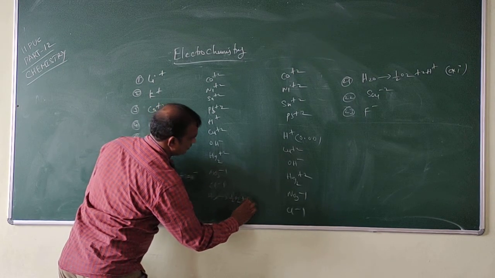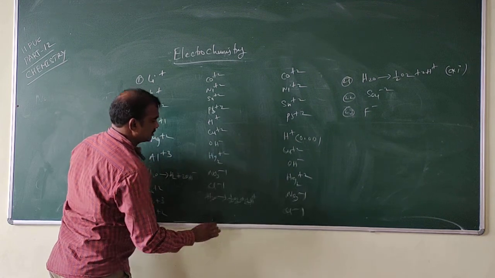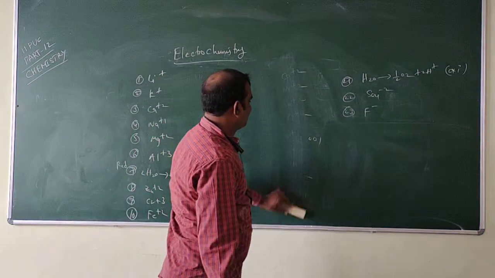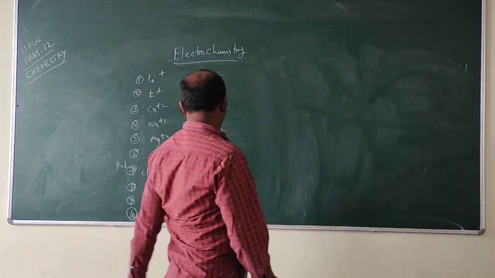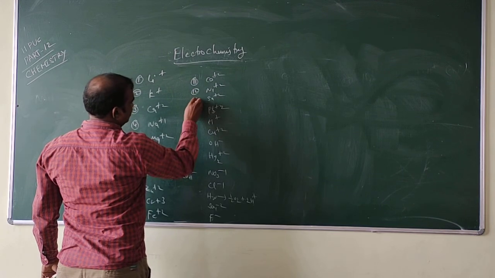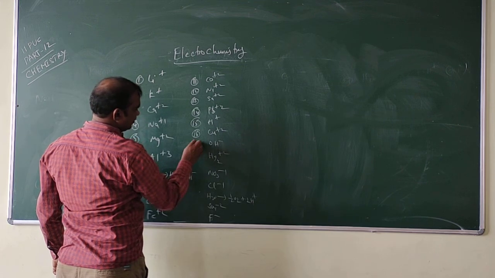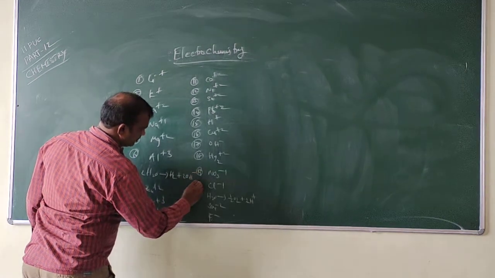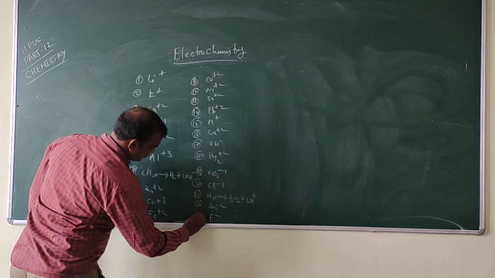You have to remember like this. Oxidation, what is formed here? Oxygen is formed. Next, SO4-2, F-. This is the order. So 9, 10, 11, 12, 13, 14, 15, 16, 17, 18, 19, 20, 21, 22 and 23.